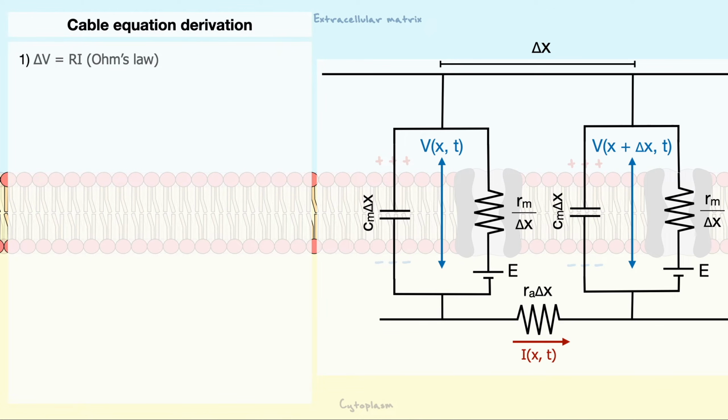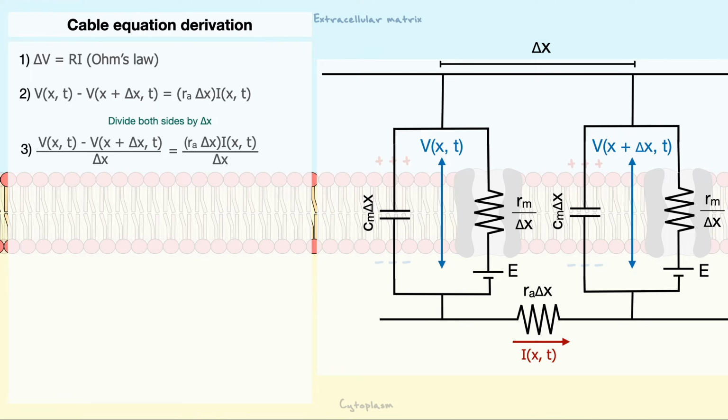Let's start by analyzing the voltages through the perspective of Ohm's law. The difference in voltage between the point x and x plus delta x is equal to the axial resistance times the current going through it. If we divide both sides by delta x, we arrive at a very special equation. Indeed, notice that on the right side, if we take the limit as delta x goes to 0, we almost have the definition of the partial derivative of the voltage with respect to x.